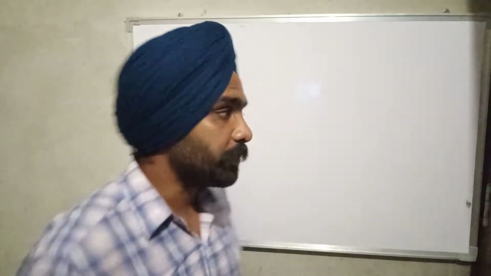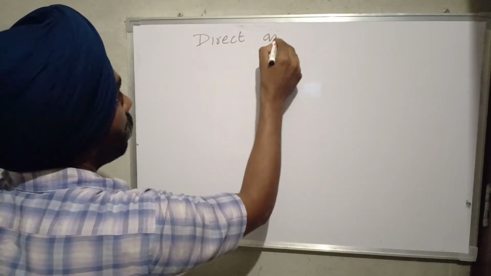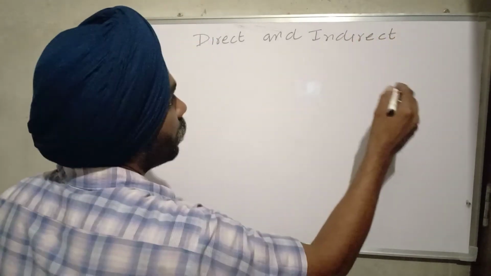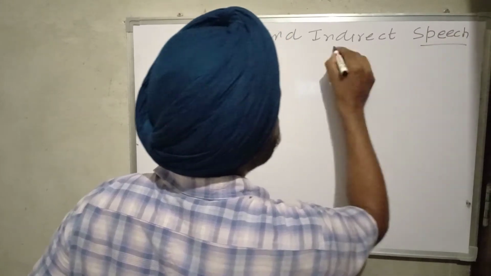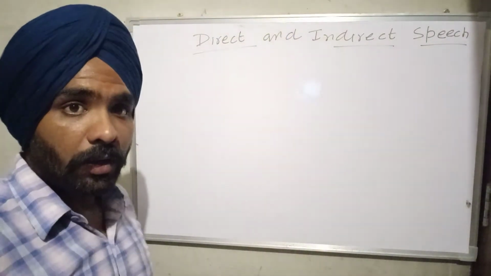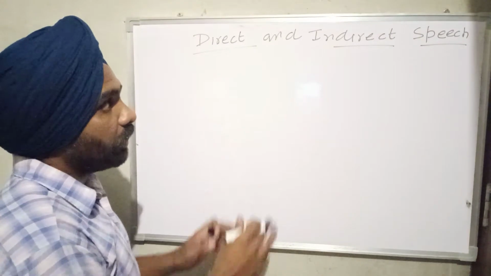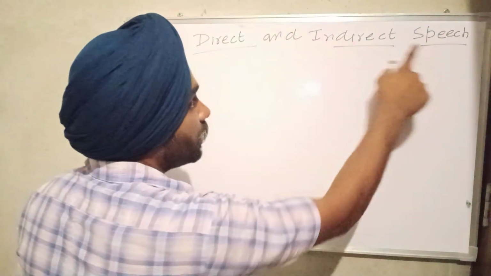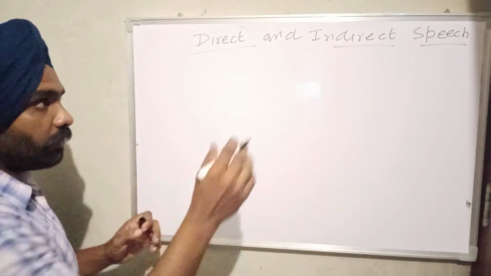Narration. We also call it direct speech and indirect speech. Direct and indirect speech. So first of all, we need to understand the actual meaning of the topic. The topic is divided into two parts: direct speech and indirect speech. First we need to understand about the different variations of these speeches.